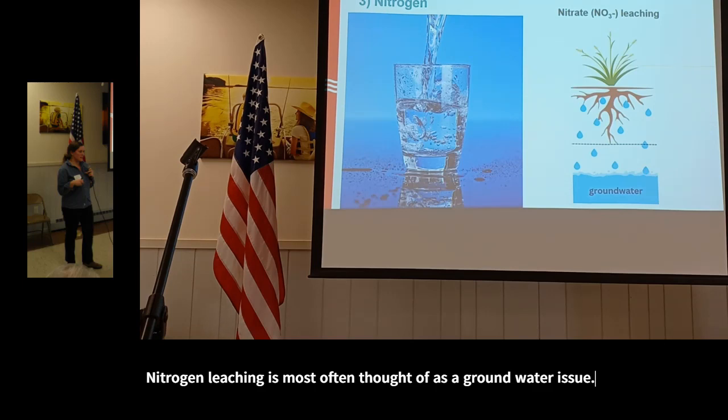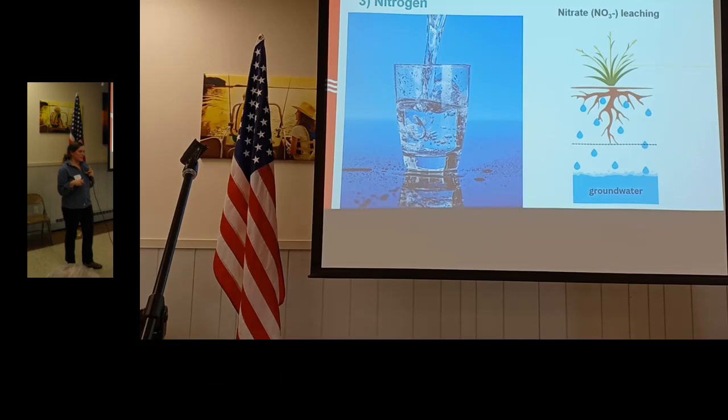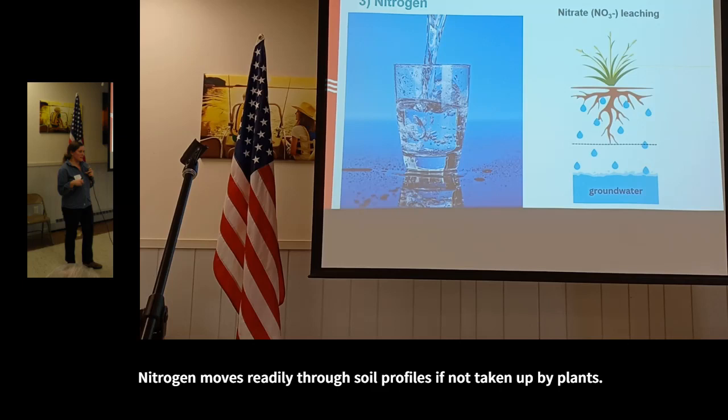And this is because nitrate, NO3 negative, is a plant available form of nitrogen. So it's readily taken up by plants, but it doesn't really bind well to our soil because most of our soil is negatively charged. So it's readily moving through that soil profile, and if it's not taken up by our plant roots, it can leach below the root zone and get into our groundwater.